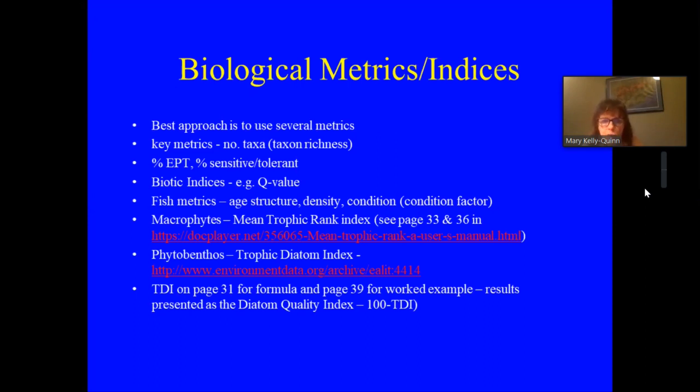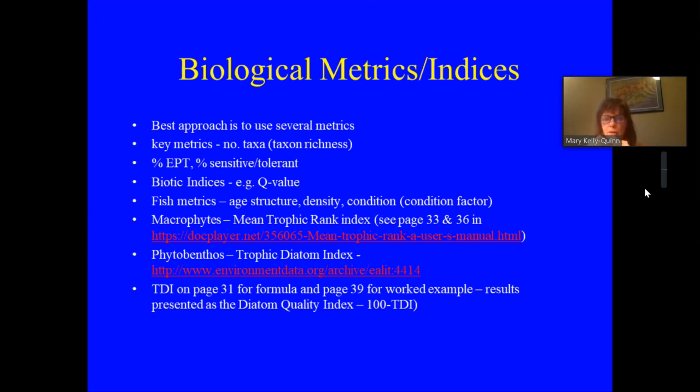If you decide to include macrophytes, then there is an index known as the mean trophic rank index. I've put in a link to the manual, and in particular, page 33 will give you the formula that you use, and page 36 will show you an illustrated calculation of the metric. It's not unlike invertebrates in that you have a list of species of varying sensitivity, and then you take a measure of their abundance in the environment. So that manual also shows you the method.